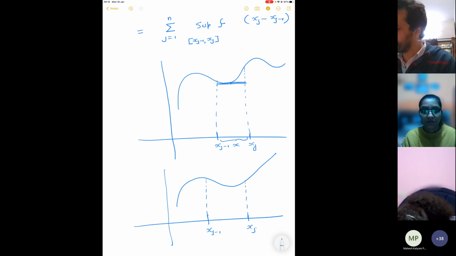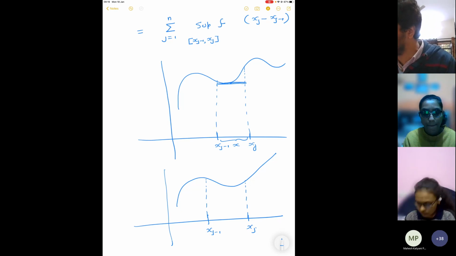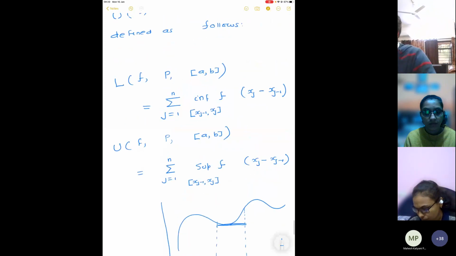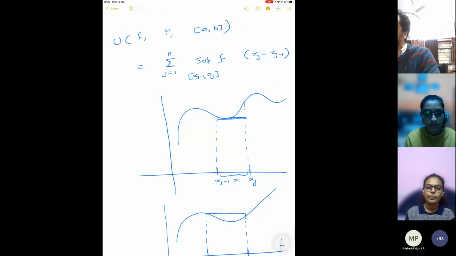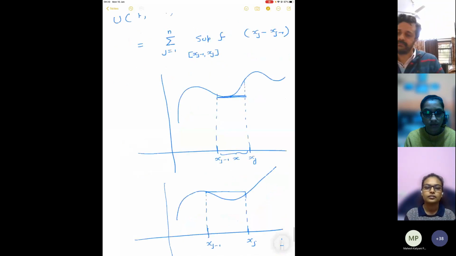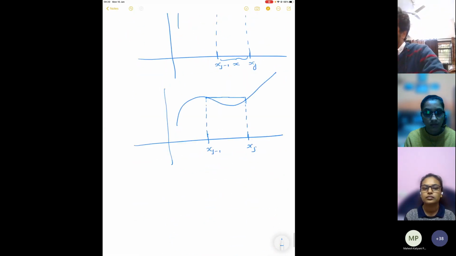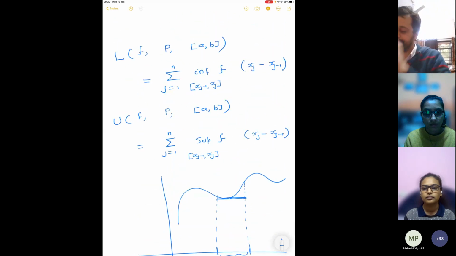F is varying. Over that, the highest value of f, roughly that is the supremum, is this value. And you take that to be the same everywhere. So this LFPAB and UFPAB approximate the area under the curve, right? If the function is non-negative, you can say that it is an approximation of the area under the curve. Okay. And what is now induction?